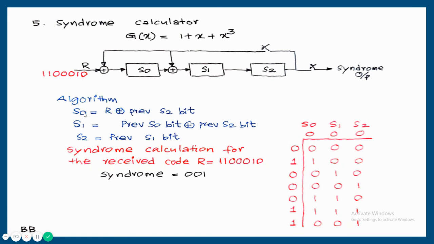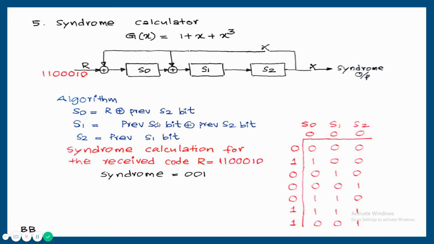S0 is equal to R plus previous S2 bit. S0 is the XOR of these 2 bits. Out of these 2 bits, this is a received bit and this is a feedback bit from S2. That is as written, R plus previous S2. And S1 is the XOR of these 2 bits. Out of these 2 bits, this is the previous S0 bit and this bit is the previous S2 bit. So previous S0 bit plus previous S2 bit. For S2, there is no XOR, only shifting from here to here. So that is written as previous S1 bit.